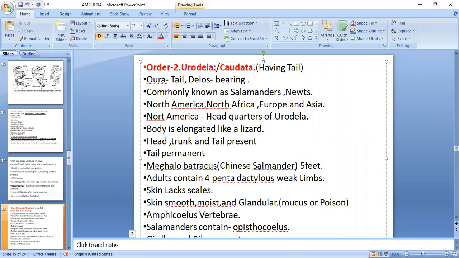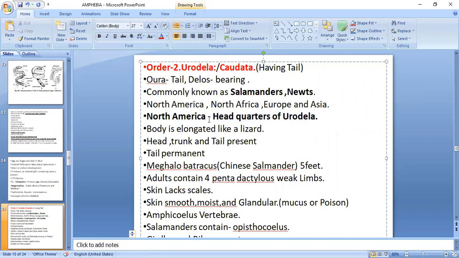Okay. So here, these are commonly known as salamanders and newts. Newts and salamanders are included in Urodela of Chordata. They can be seen in North America, North Africa, Europe, and Asia. This point is important. Which continent is considered the headquarters of Urodela? North America is.